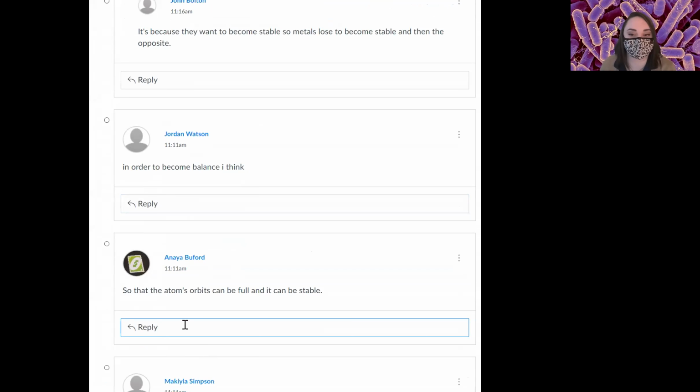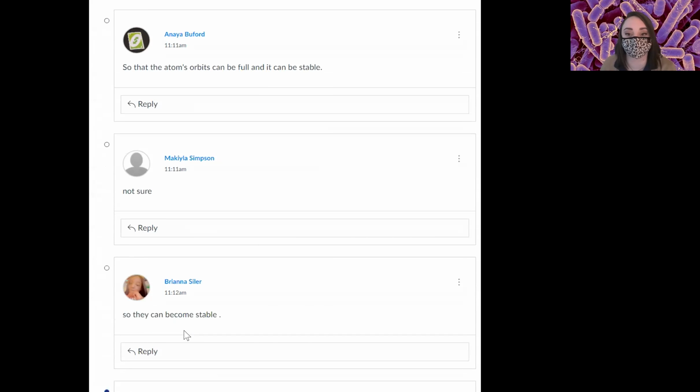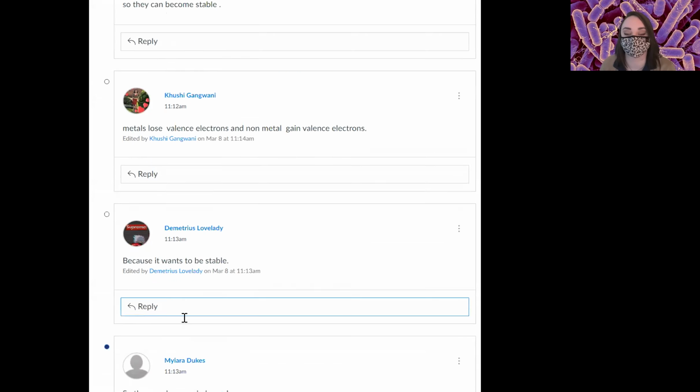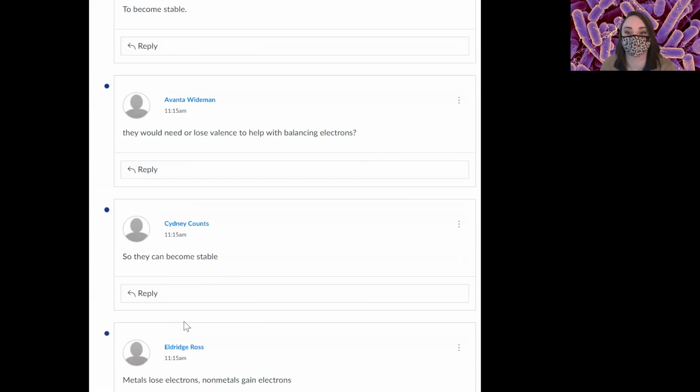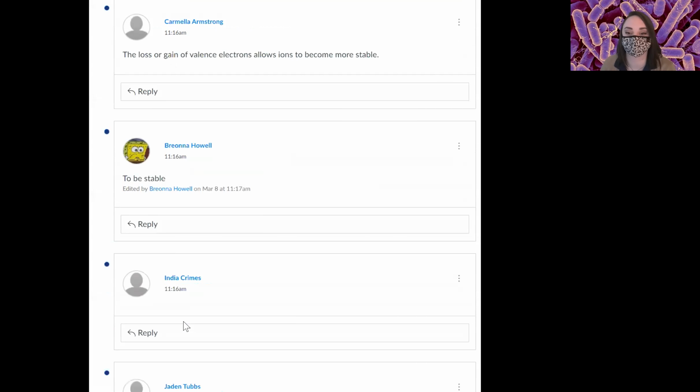Good, Anaya. So the atom's orbits can be full, which is what makes them stable. Very good. Good, good, good. So good, that's in the right direction, right?